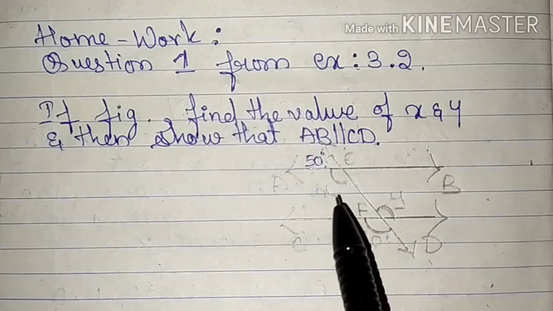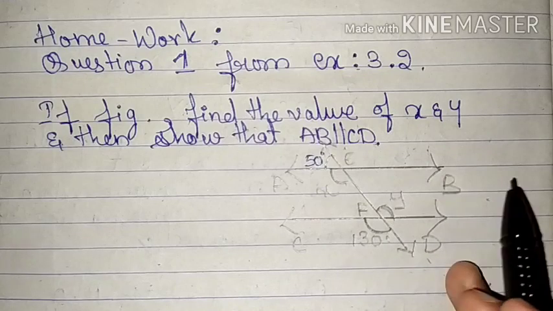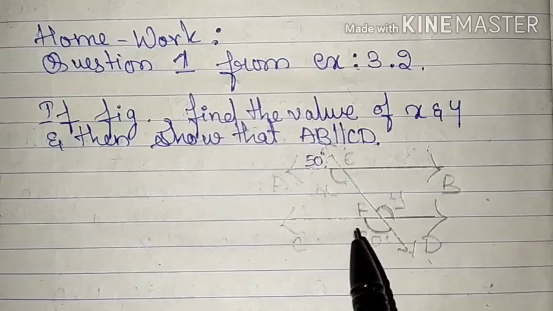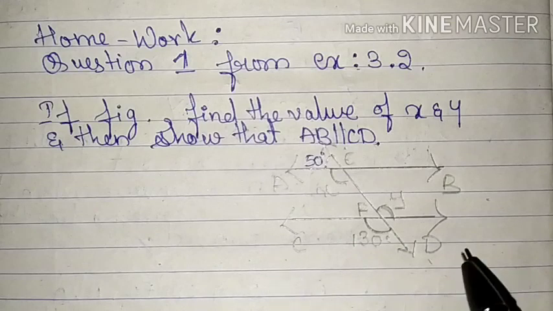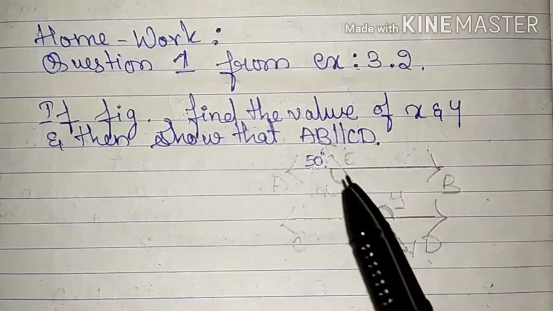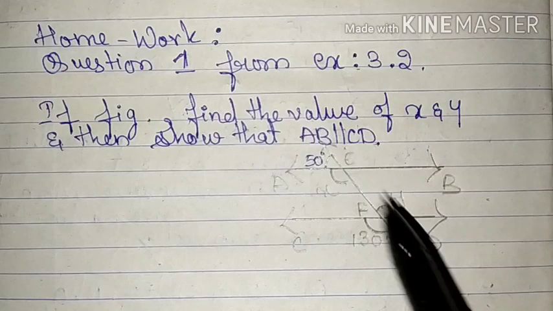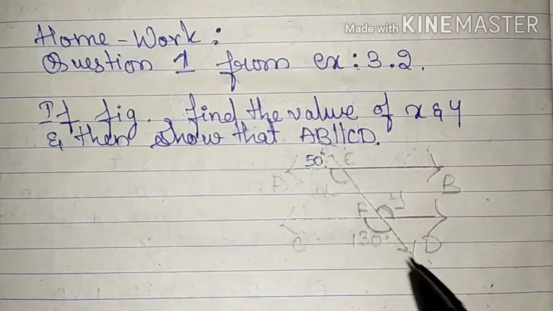So first your job is to find the values of angles X and Y, and then you have to prove that the lines AB is parallel to CD, where EF is our transversal. The line intersects the lines at points E and F, so EF is our transversal line.